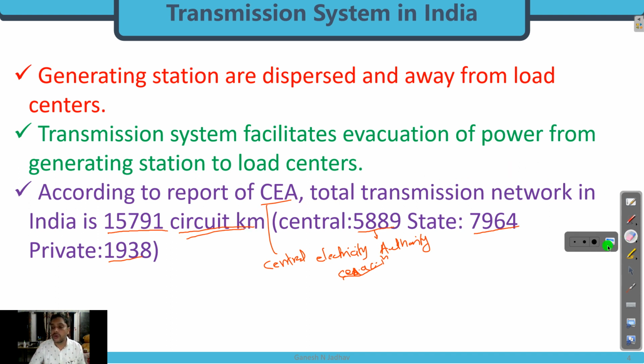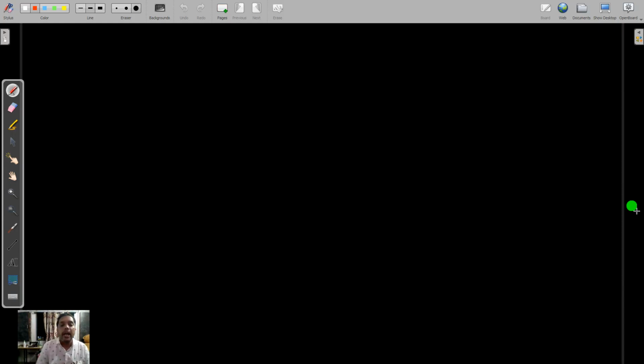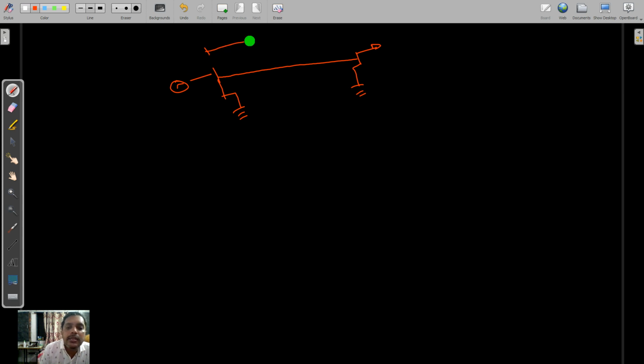To understand the circuit kilometer, I will explain it on the dashboard. Let us consider that I have a single phase line. In this single phase line, I am using the phase for the transmission of power from one end to the load center, and these two terminals are ground, meaning ground is acting like a return conductor. Suppose this total length is 2 kilometer, then this is 2 circuit kilometer because it is a single phase with a single conductor.